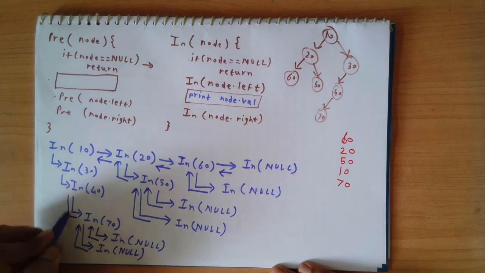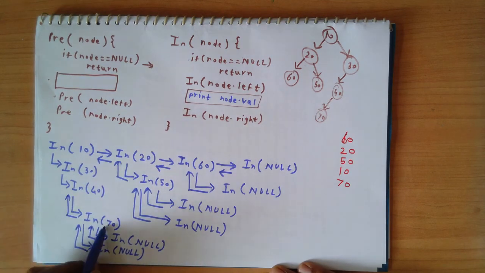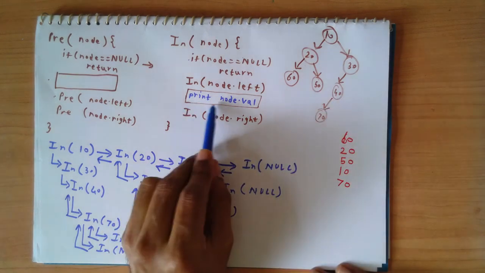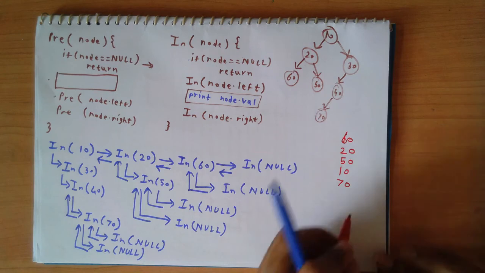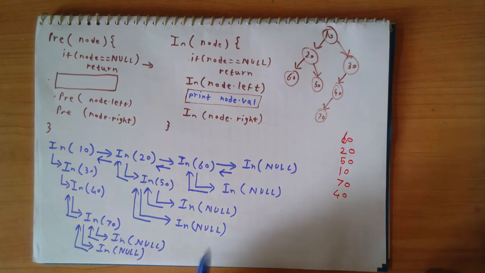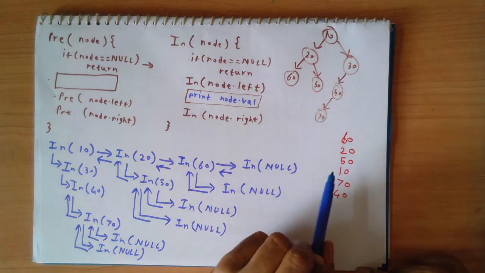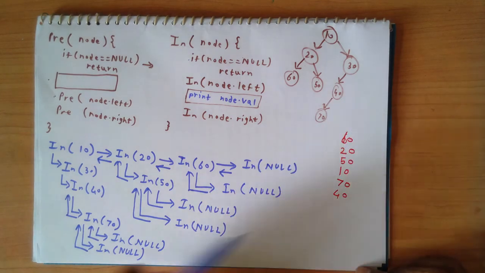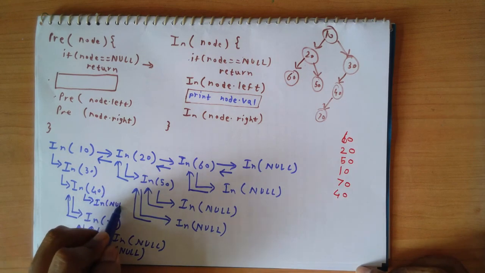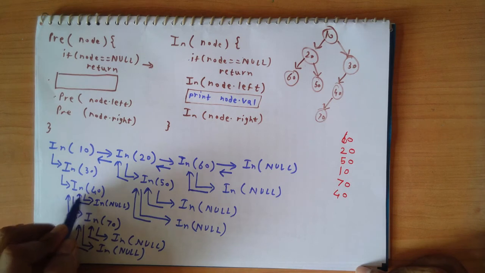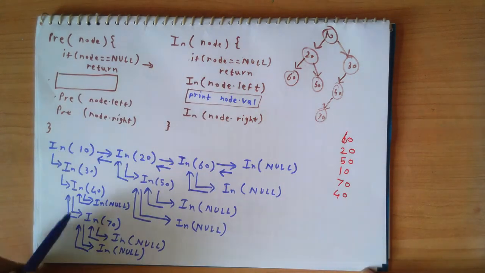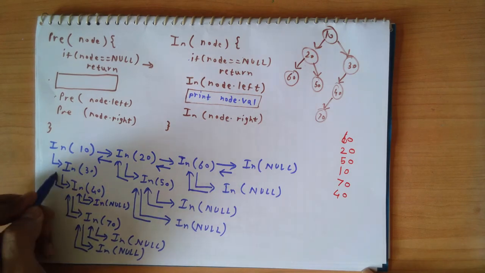So I'll go back to 40, and we had come to 70 as the left child of 40. So next thing to do here is print the contents of the node for 40. So I'll print 40, and then I have to do the in order traversal on the right child of 40, which is null. So I basically call in order on null, and I simply return back. There is nothing to do. And then it completes the recursive call for 40, and I should return back to 30.